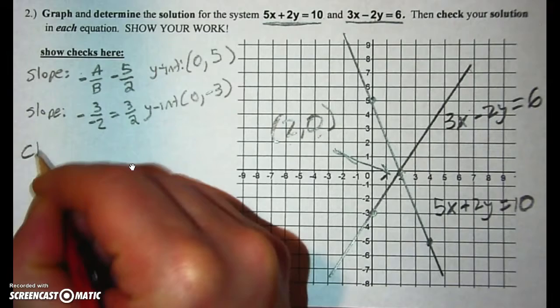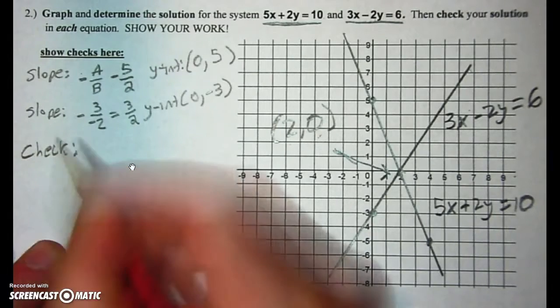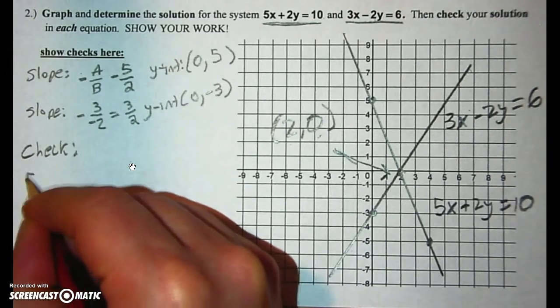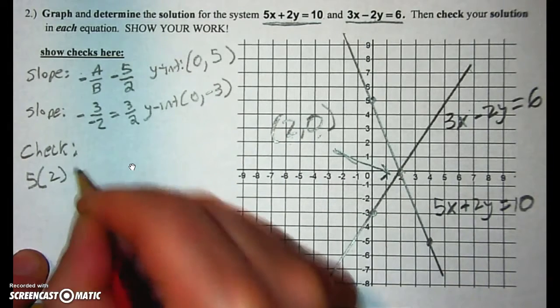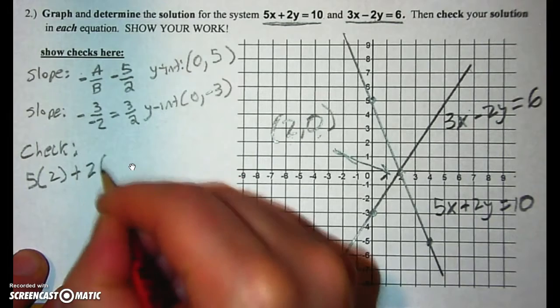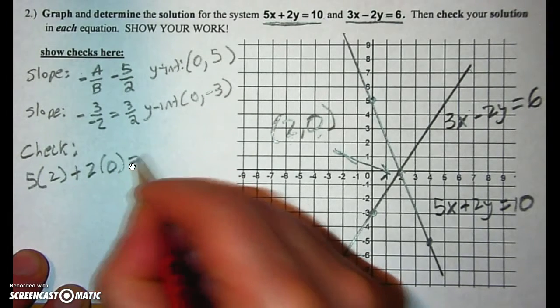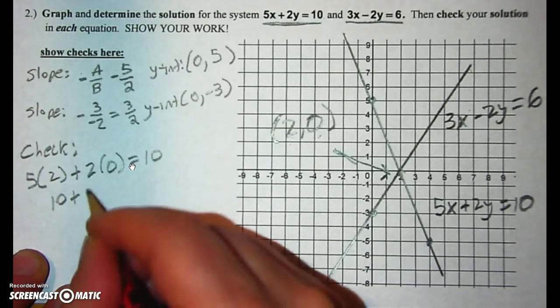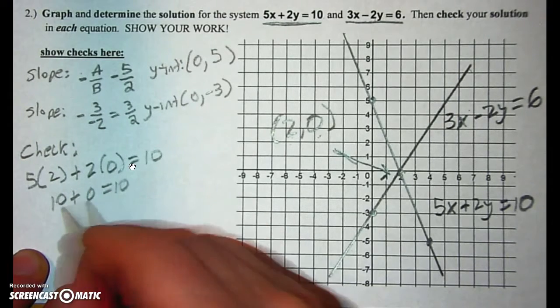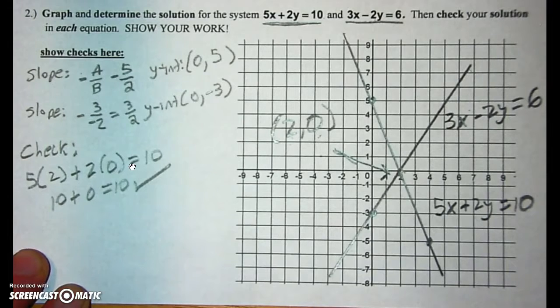Let's check it like we were supposed to do. So if we put it into the first equation, we get 5 times our x is 2, plus 2 times our y is 0, and that's supposed to equal 10. 5 times 2 is 10. 2 times 0 is 0. So 10 plus 0 does equal 10. It works on our first equation.